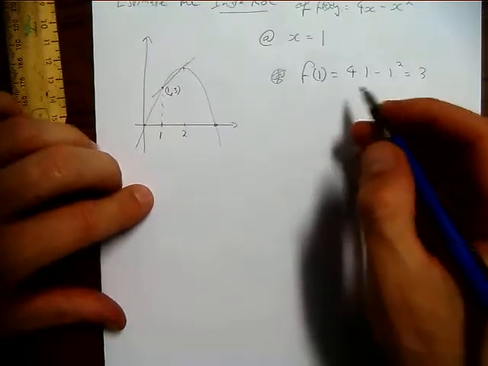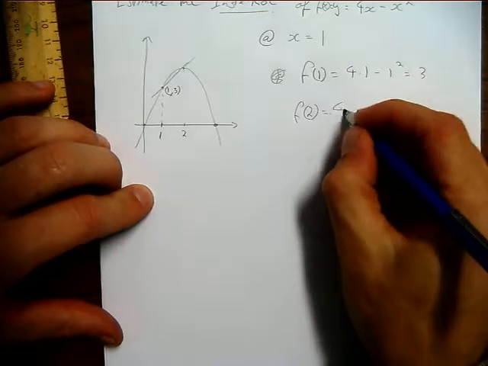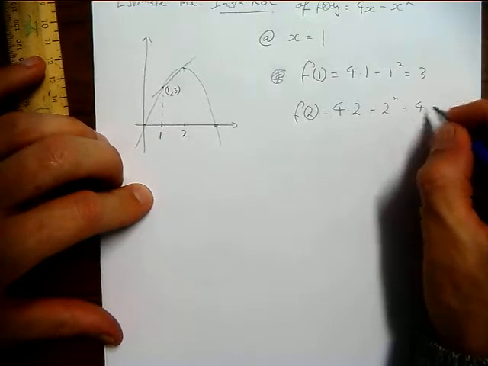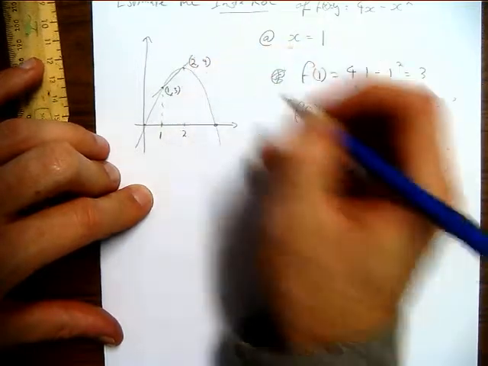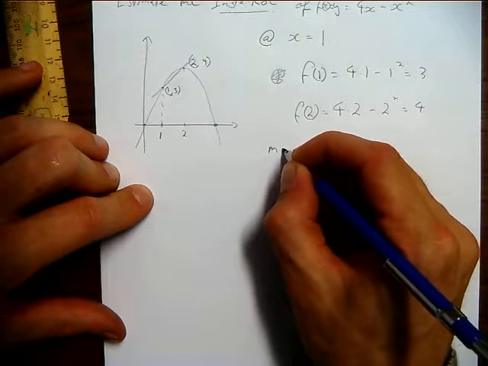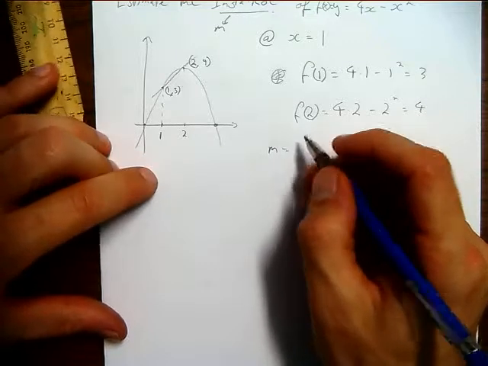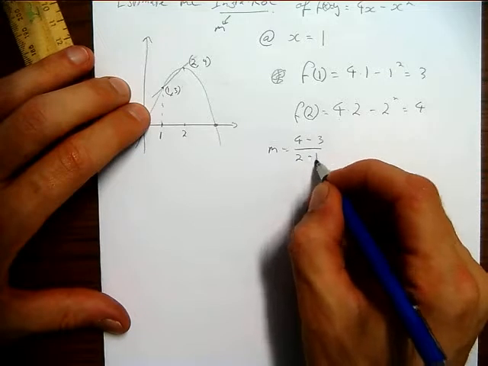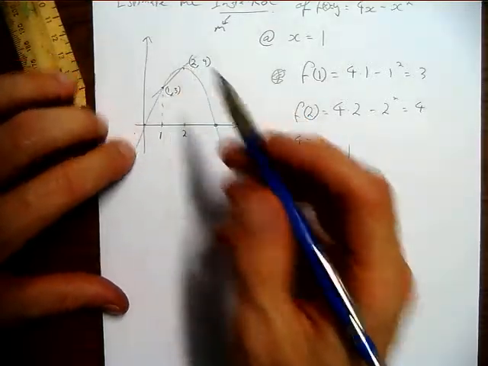So let's do f of 2, which is 4 by 2 take 2 squared, which is 8 take 4, which is 4. So this point here is (2, 4). Our gradient, we'll call this instantaneous rate of change m. So m is going to be the change in y, so 4 take 3 over 2 take 1. That's 1 on 1, which is 1. So that gradient there is 1.